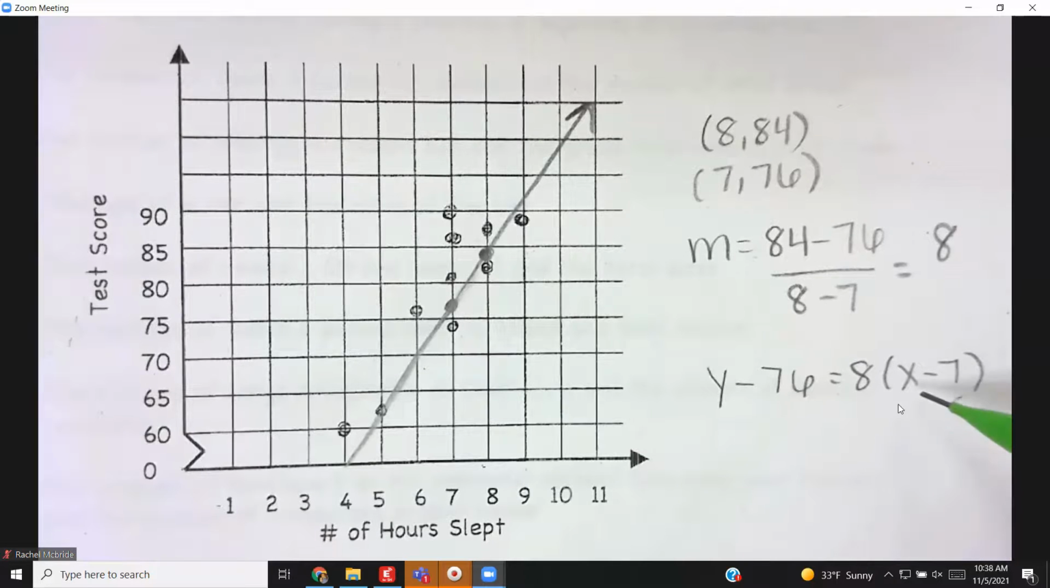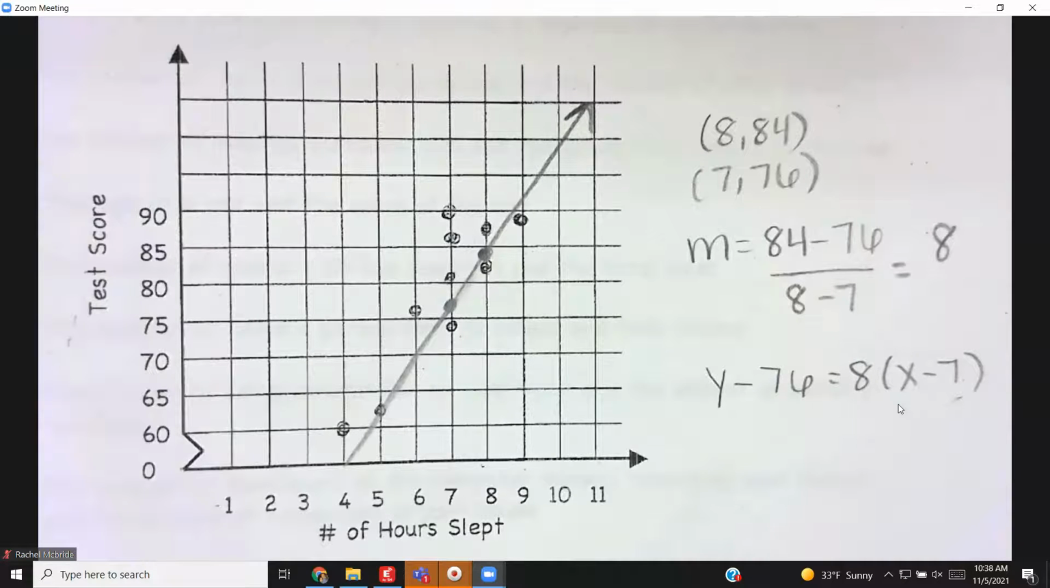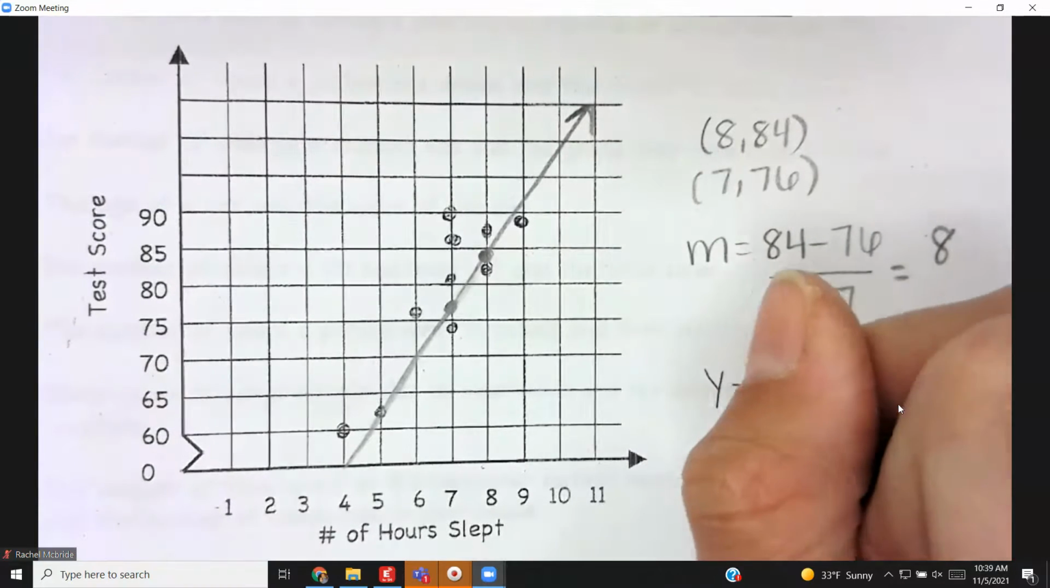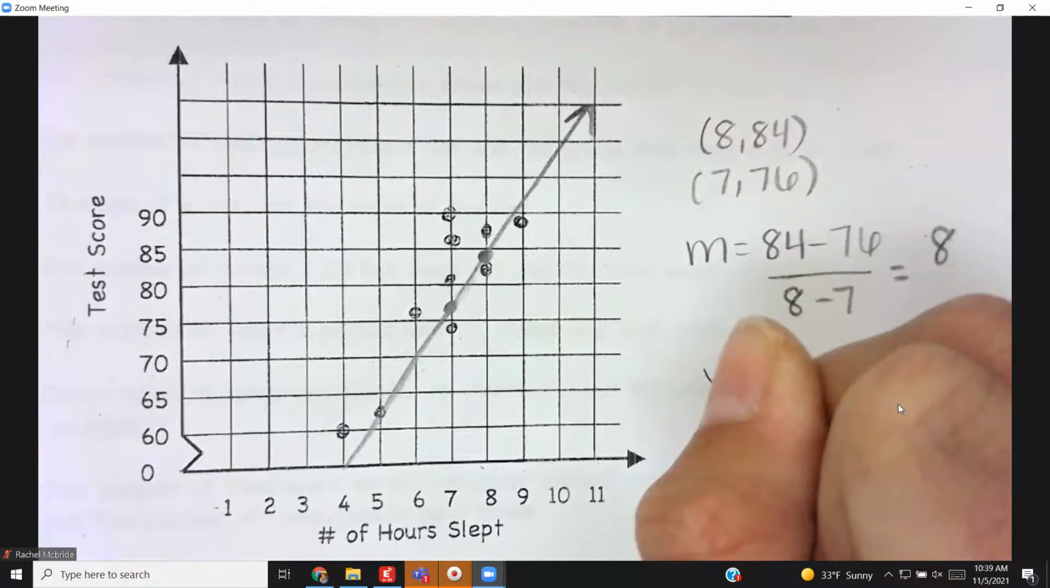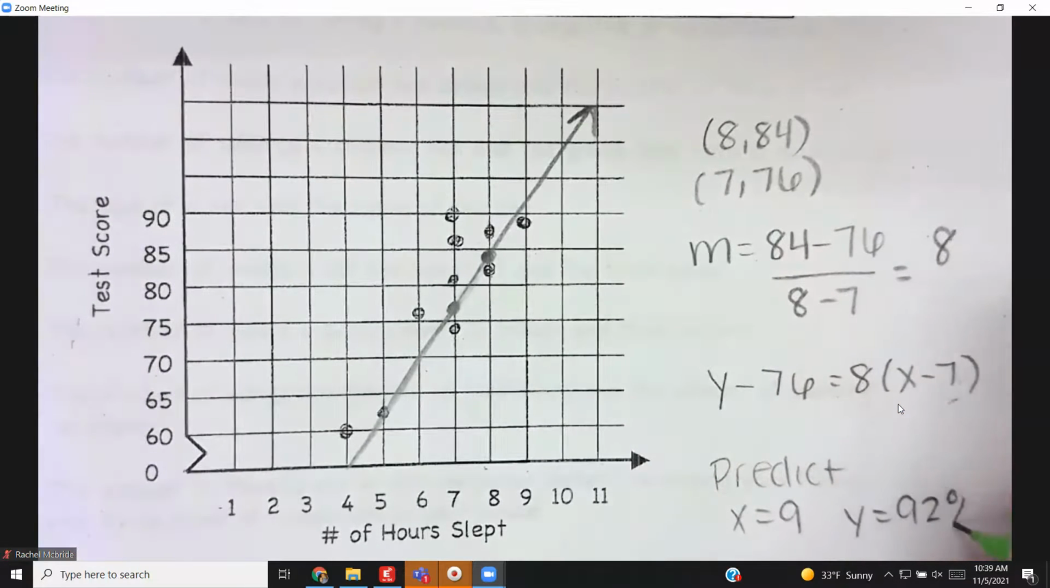So if I had slept 9 hours, then I'd have 9 minus 7, which is 2. 2 times 8, which is 16, plus 76. So if I predict to sleep 9 hours, then my score would be a 92.